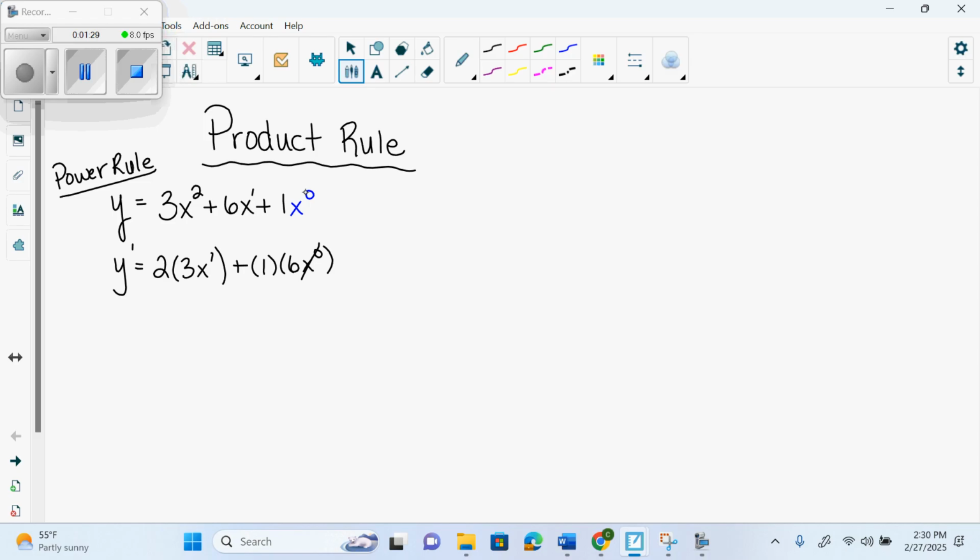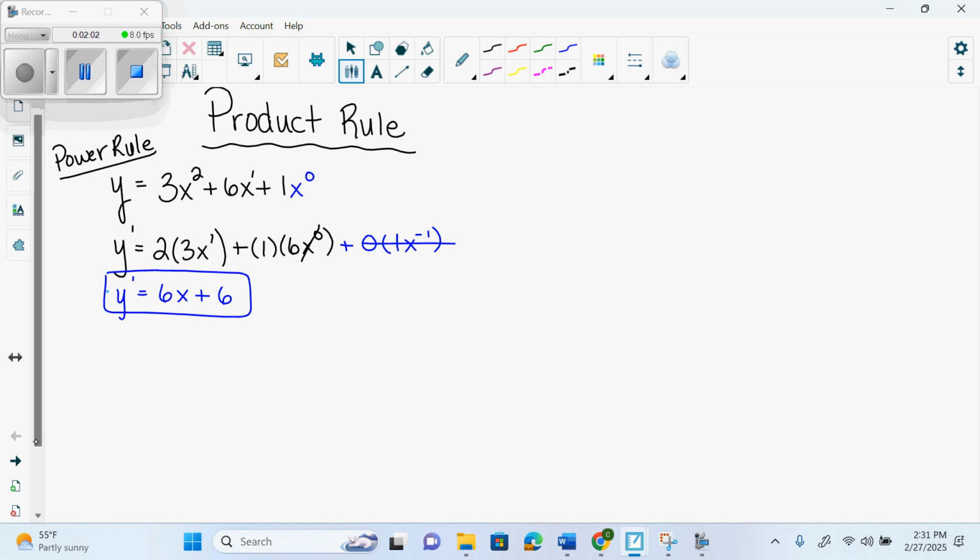The 0 drops in front, and we multiply it by 1x to the negative 1. Well, what happens if we get a 0 in front? It's just gone. So anytime you have a constant term, like a 1, a 7, an 11, a 12, any of those things, they just go away. And anything to an x is just the number itself. So we are left with 6x plus 6. Done. And we're not having to do the limit as h approaches 0.